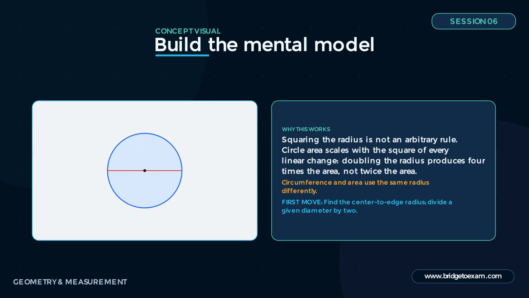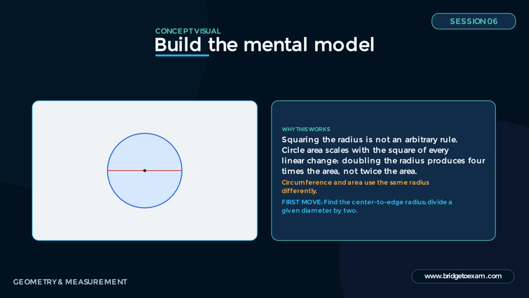Now add a precision check. For every area or boundary problem, identify exactly which segments form the base, height, radius, diameter, or outside edge. Convert units before combining measurements, keep full precision during the calculation, and round only once at the end if the context requests a decimal result.